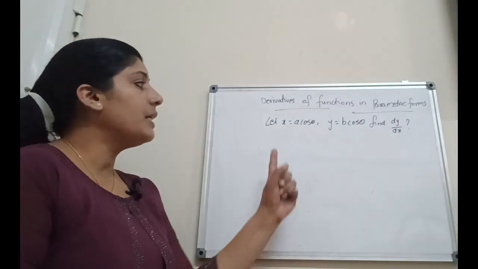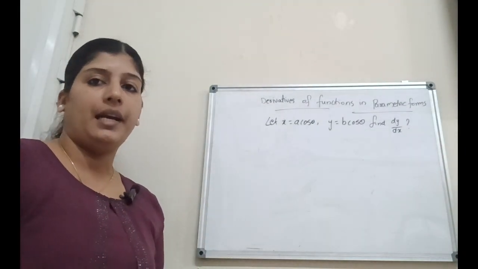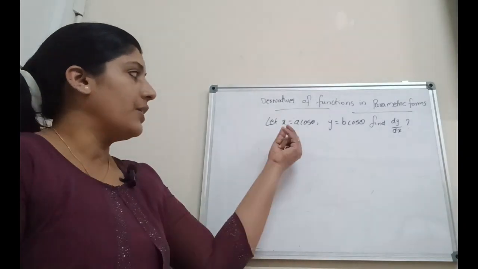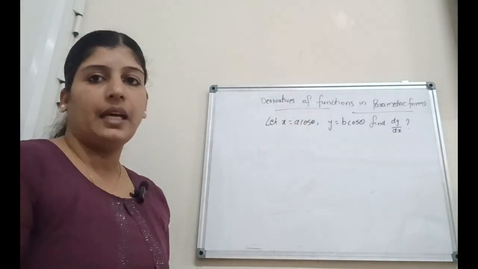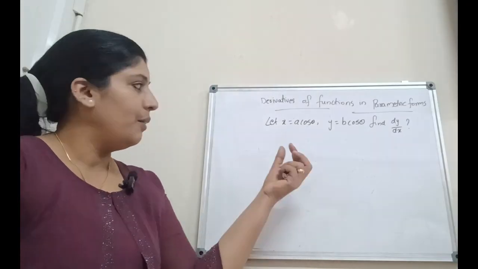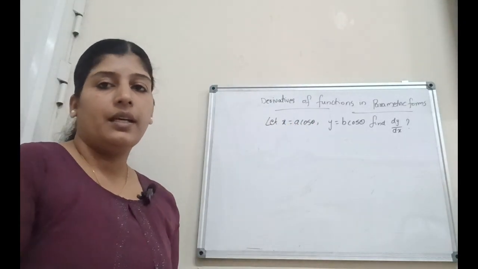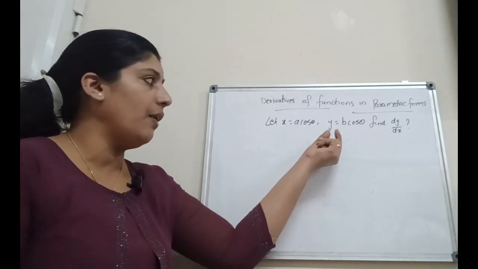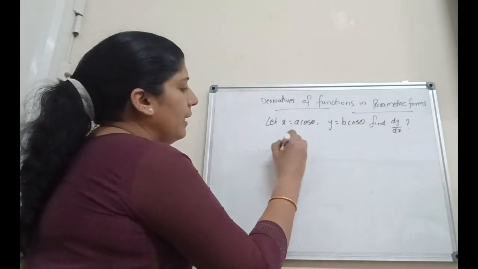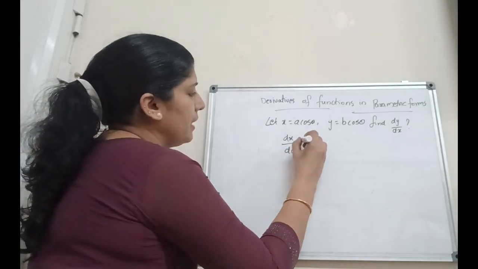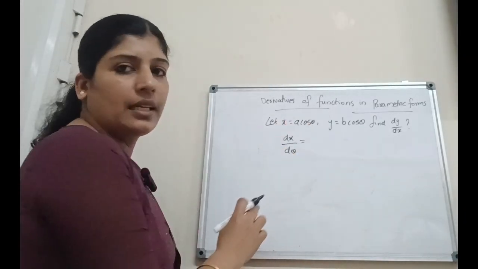Consider the question. Let x equal to a cos theta, y equal to b cos theta. Find dy by dx. Here the functions x and y are defined on a parameter theta. That means we can see more than two variables, that is x, y, and theta also. Here x is defined on theta and y is defined on theta. Therefore, first we have to find out dx by d theta. Here the parameter is theta. Here x equal to a cos theta.